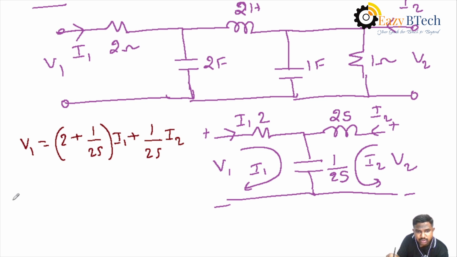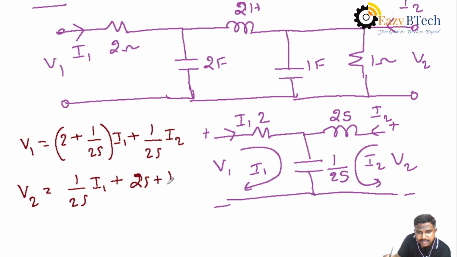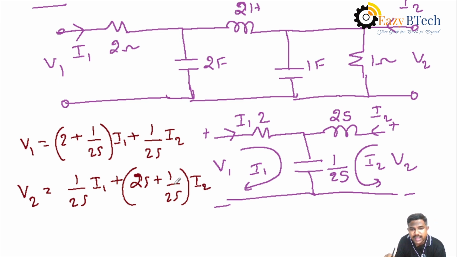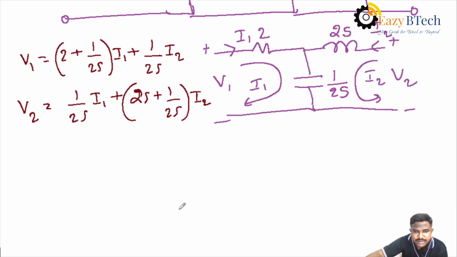Similarly, for the second loop also, you have to find out, that is V2 equal to 1 by 2S into I1, the other drop, and (2S plus 1 by 2S). So both elements are in the second loop, then the drop into I2. Okay, these are the KVL equations for both loops. You can simplify the equations, and you will get the ABCD parameters.